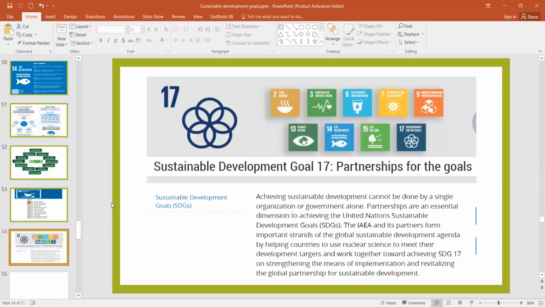And lastly, there is goal number 17, which is very important: Sustainable Development Goal 17, partnership for the goals. If you want to achieve all these SDGs, it cannot be done by a single organization or a government alone. Partnerships are an essential dimension to achieving the United Nations Sustainable Development Goals.